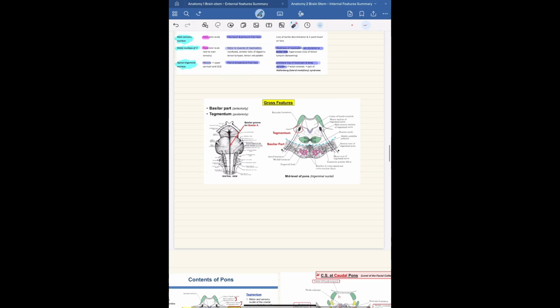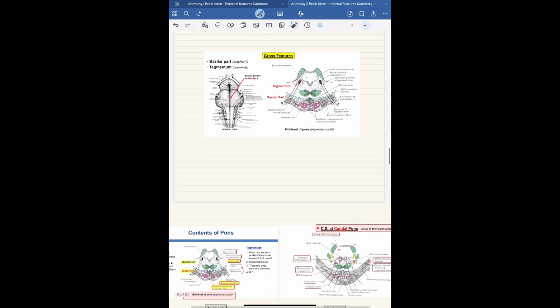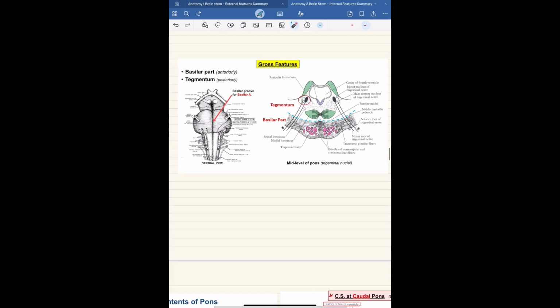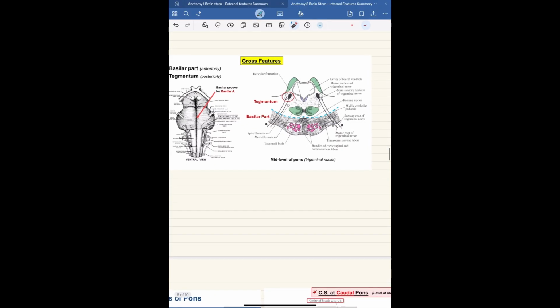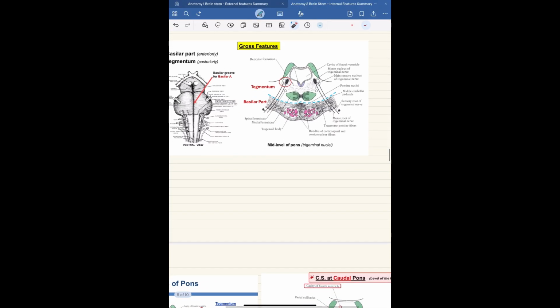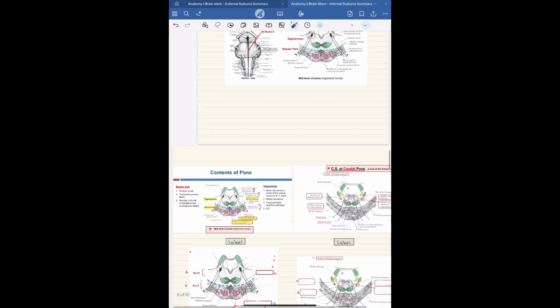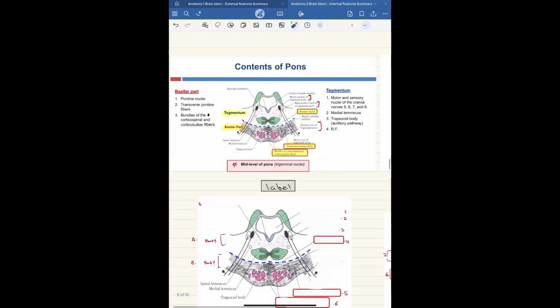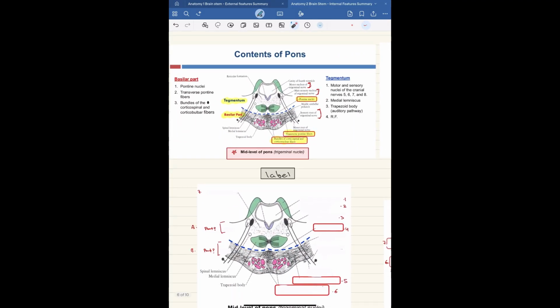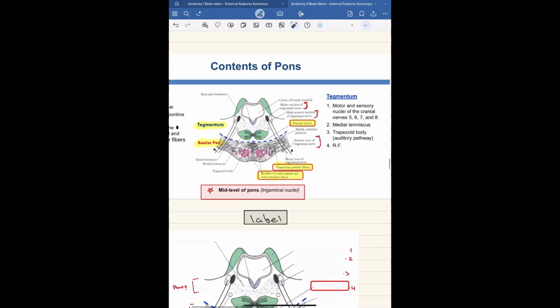Let's actually go through now the actual cut sections. When you take a look at the cut sections, it would make sense for you. So here, this is the cut section. Let me show you. This picture is better. This cut section is the mid level. So this is the trigeminal nuclei. We'll see the trigeminal nuclei here.